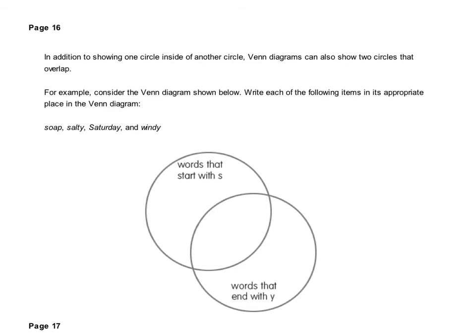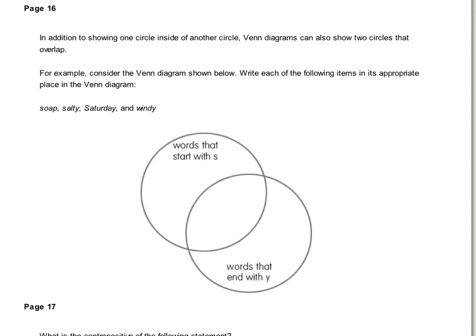So here we have another example of a Venn diagram. We have one circle that is words that start with S, and the other one is words that end with Y. We have all of these words up here that we're supposed to write in. Well, soap starts with S, so it needs to be in the starts with S circle. Salty starts with S, and it ends in Y, so it has to be in the part that overlaps. Saturday is the same way. And windy only ends in Y, so it's going to be in the other circle. This is just another example of a Venn diagram and how they work.